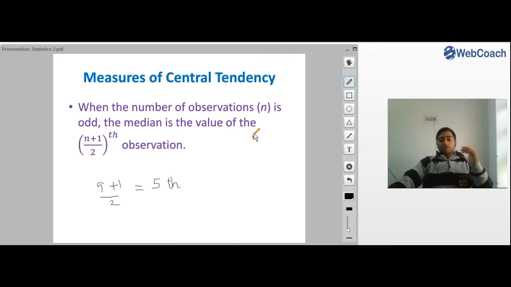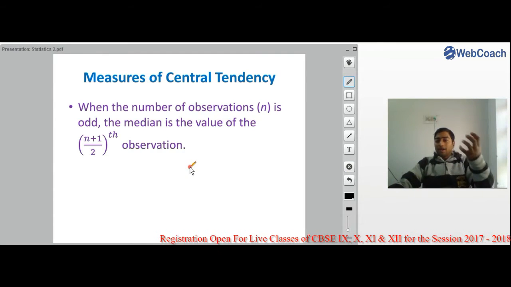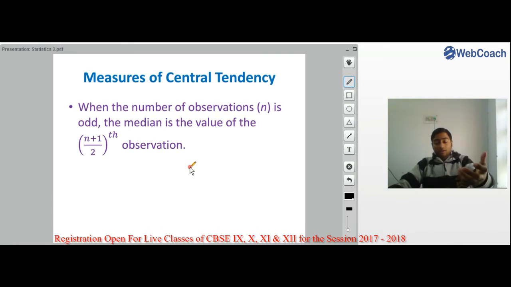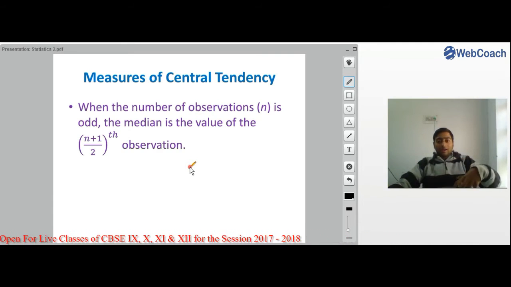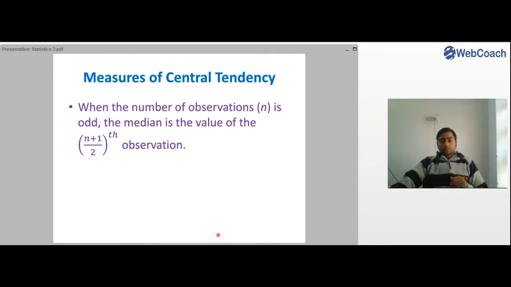We looked at the 5th term, right? So if we have n observations and the value of n is odd, we add 1 to it and divide the entire sum by 2, and therefore we get the number of the term which will be the central value. And by checking the value of that term, we can directly write the value which is the median of the given set of data.